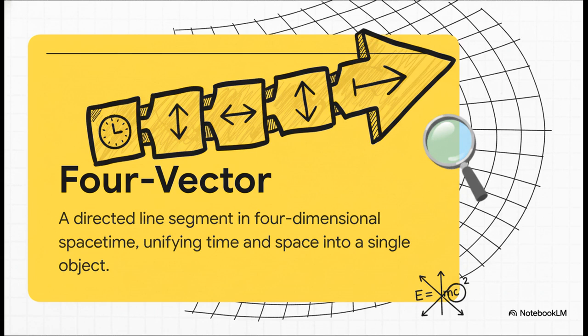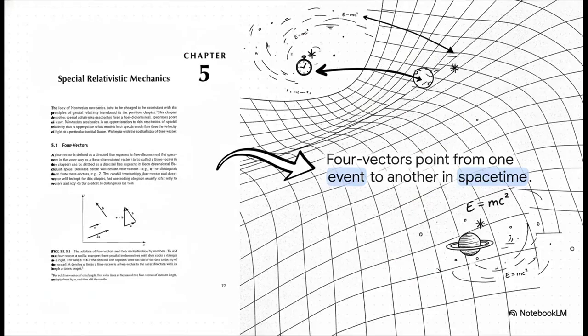It's an arrow, but it has four parts, four components. You've got your usual three for space, left, right, up, down, forward, back. But then you add that all-important fourth component, time. And here's what makes it so powerful. A four-vector doesn't just point from, say, your house to the grocery store. It points from one event to another. And an event is super specific. It's not just a place. It's a place at a certain time. So it's like an arrow pointing from my kitchen at 9 a.m. to the office at 9:30 a.m.